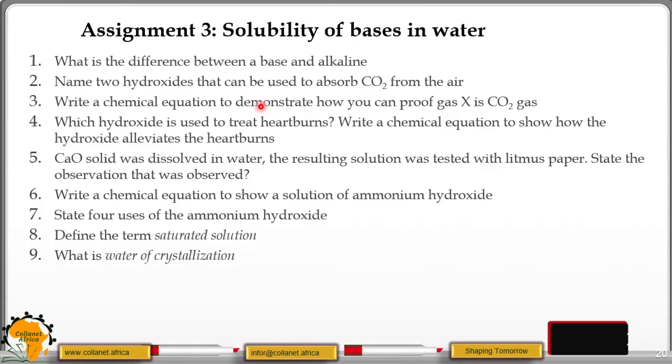Then that brings us to the last bit of lesson 3. So you have 10 questions to look into. Make sure that you answer all the questions.